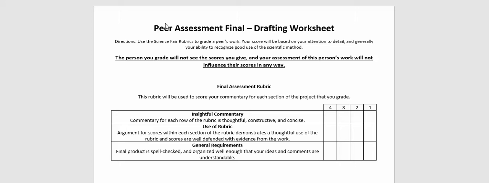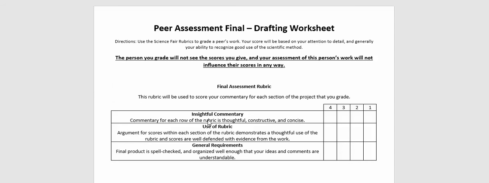So this is the peer assessment final drafting worksheet. The first thing that I want you to understand is that this is where you're going to write your draft. You are not going to actually turn in this piece of paper as your final product. You're actually going to put your final work into Google Classroom and submit your work that way. This is just a place for you to jot your ideas, make notes, and basically get yourself ready to write your final product.